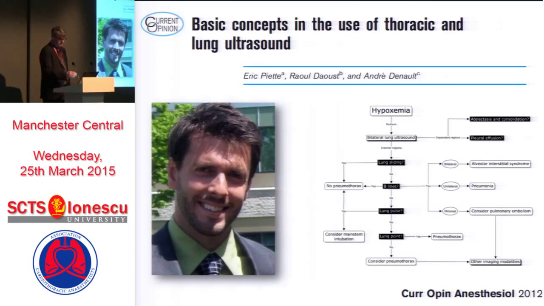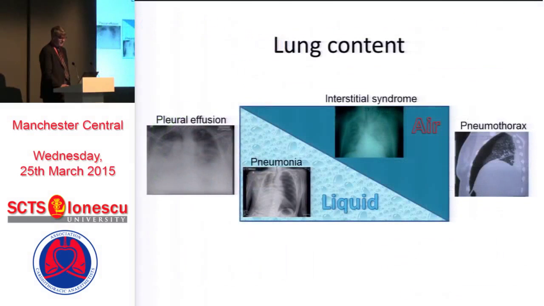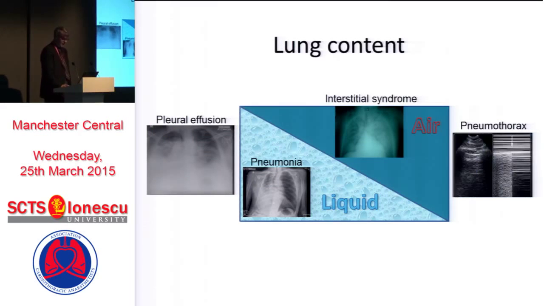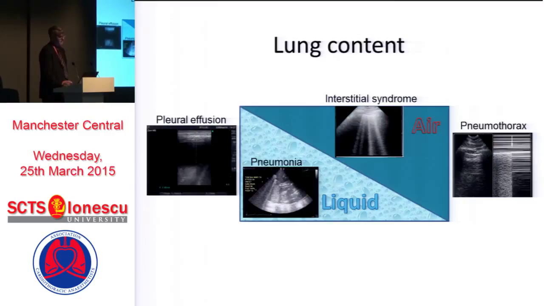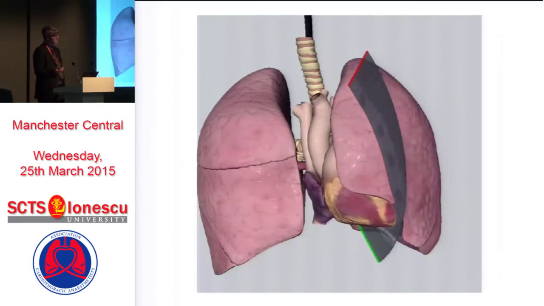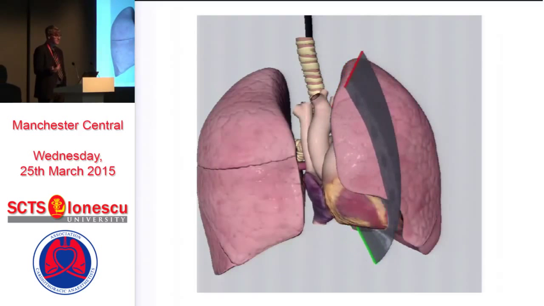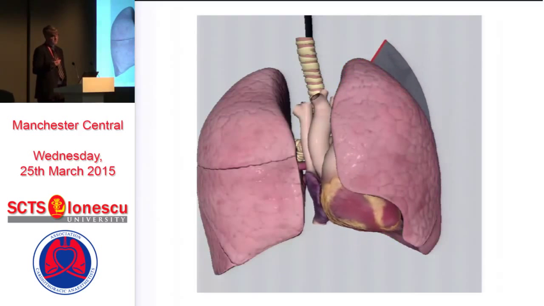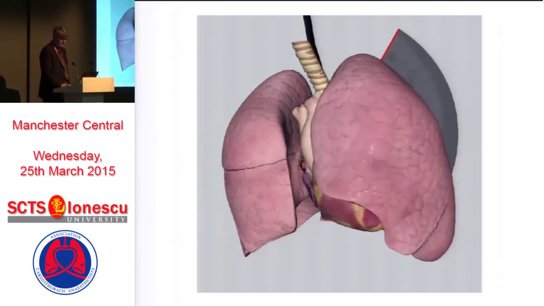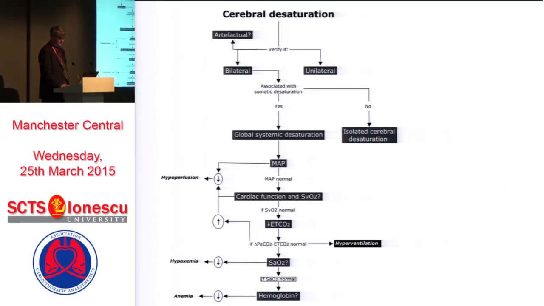This is an algorithm that we've published. And in fact, when you look at conditions like pneumothorax, interstitial syndrome, pulmonary edema, pneumonia, and pleural effusion, all these conditions can be diagnosed at the bedside with ultrasound, and these are the reported sensitivity and specificity when you compare it with CT scan. And you can also use TEE to diagnose all these different conditions because they will look the same in TEE as they look with transthoracic echocardiography.